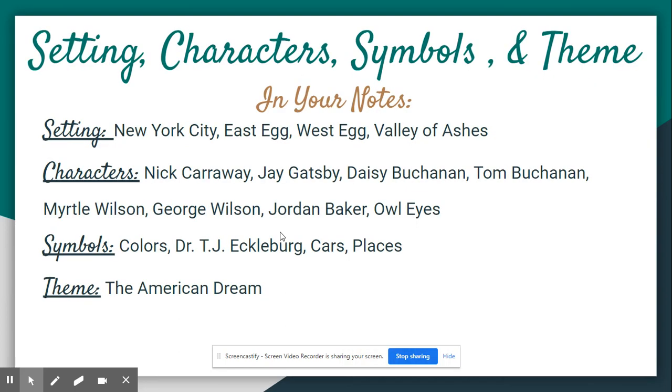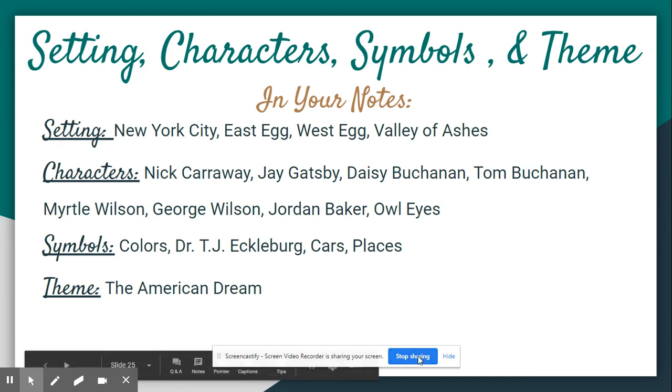Okay, so the setting of our story, make sure you know this, is New York City, East Egg, West Egg, Valley of Ashes. So these are the different towns within the city. The characters are Nick Carraway, Jay Gatsby, Daisy Buchanan, Tom Buchanan, Myrtle Wilson, George Wilson, Jordan Baker, and Owl Eyes. Symbols were colors. There's a lot of colors. Dr. T.J. Eckleburg, cars and places, and the theme is the American dream. Okay, so we'll be reading this over the next couple of weeks.